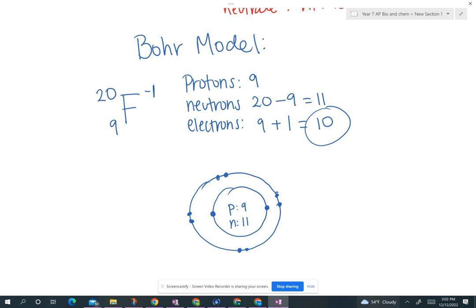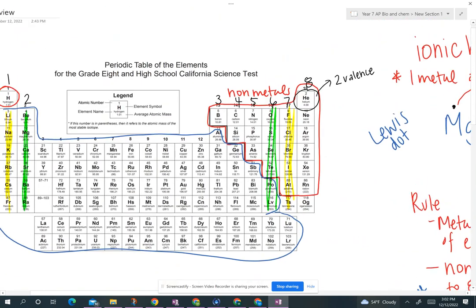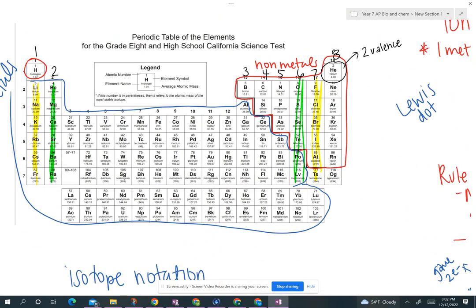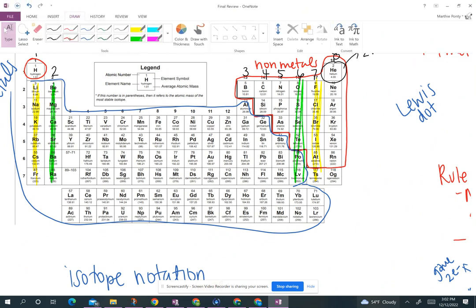Okay, so next thing is going to be our trends. We are going to be looking at my periodic table one more time to note some trends.